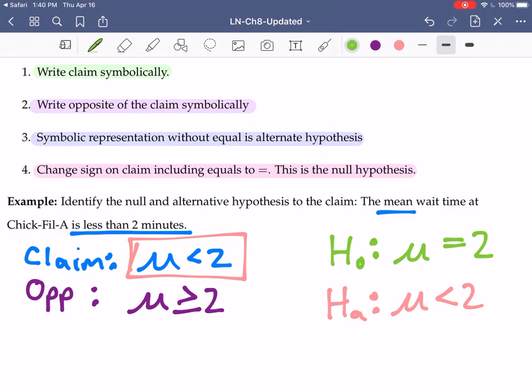So here, our alternate hypothesis happened to match up with the claim. The null hypothesis didn't match up with either the claim or the opposite of the claim. It was a little bit different than both of them. Remember, the null hypothesis is always, always, always an equal sign. If you have anything other than an equal sign, that's not quite right. All right, we will look at some more of this in our next video.